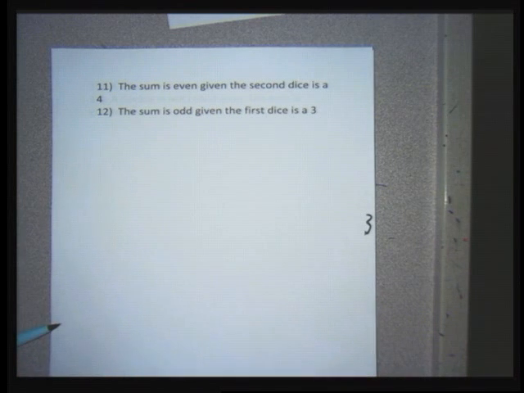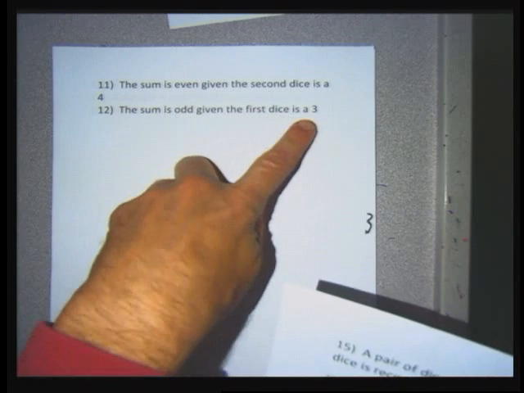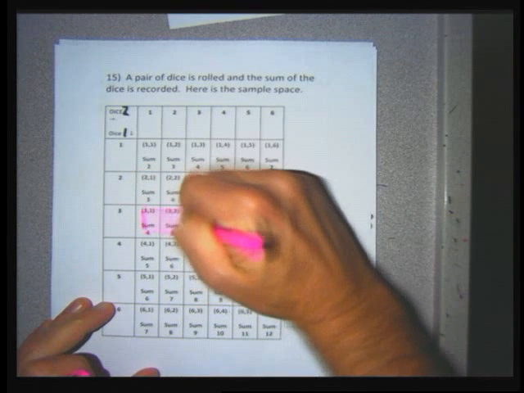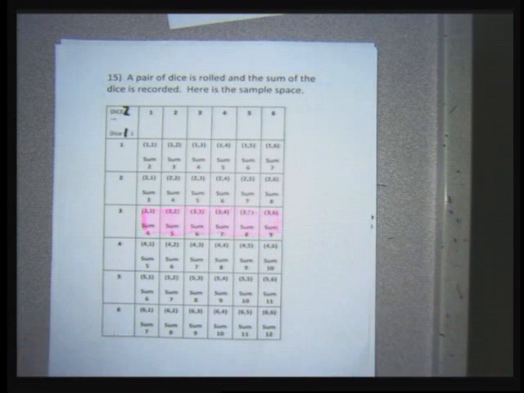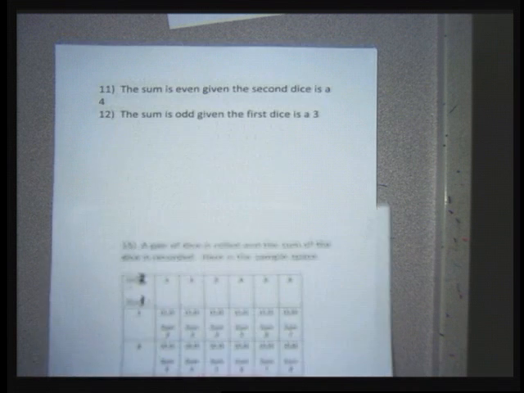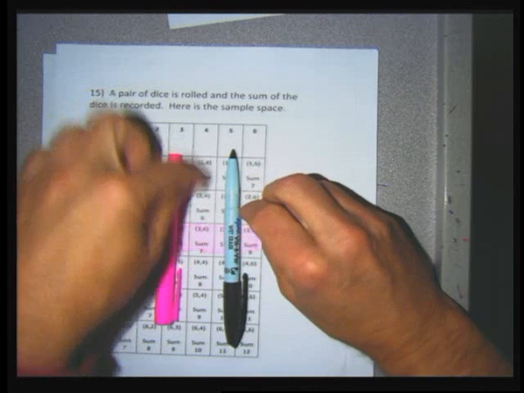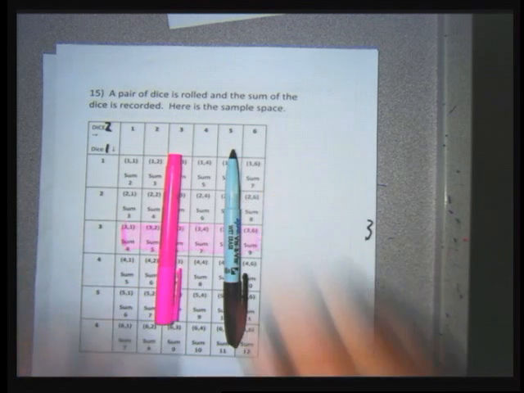For number 12, I need to find all the elements in my sample space that have the first dice of 3. The elements in the sample space that have a first dice of 3 are in that row. Any other element in the sample space won't have a first dice of 3. So I'm going to write that down as my reduced sample space. For you, your second dice needs to be a 4, so you're going to be looking at that column: 1 4, 2 4, 3 4, 4 4, 5 4, and 6 4 as your reduced sample space.